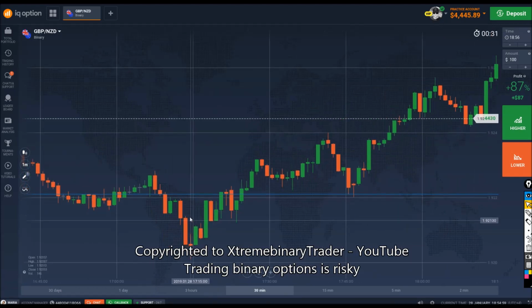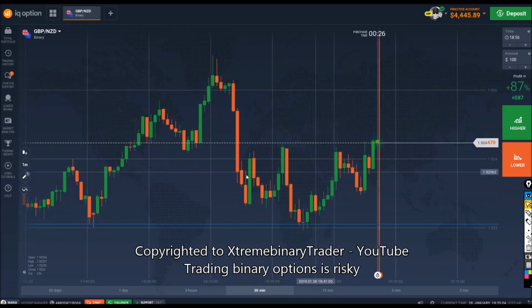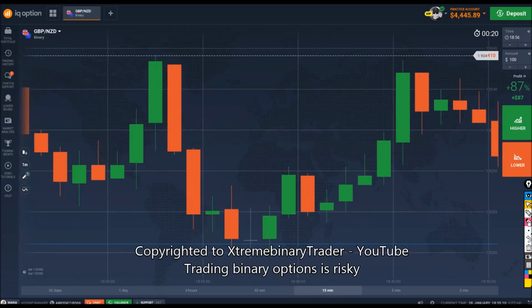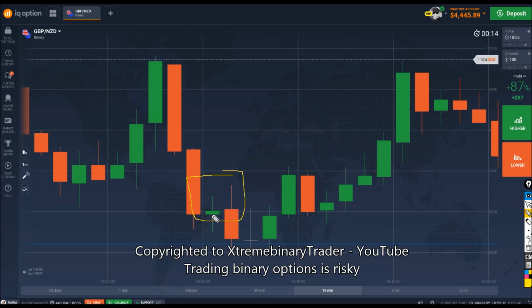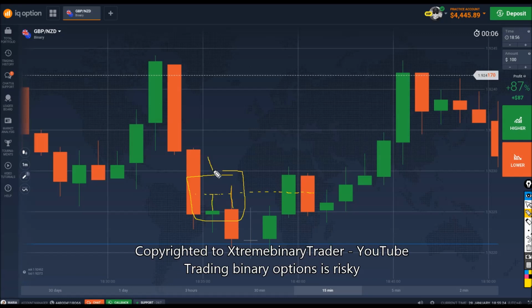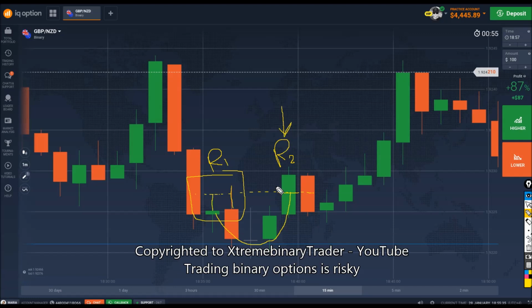For example, let me show one example of a mistake that happened. This one, for example. Look at that. This one here, we can see two candles, both of them having different size of the wicks. Some people place the resistance line here and say this is resistance number one. So I will wait for the candle to come down, then come up again, and I'm going to place a put here as resistance number two. So I'm going to place put. What happened is, as you can see, it failed.